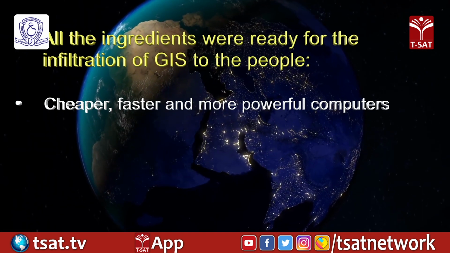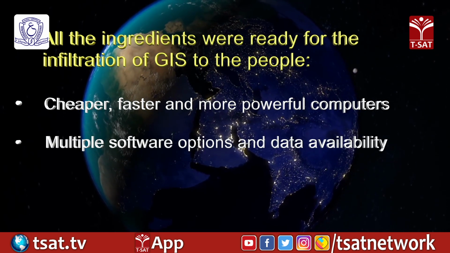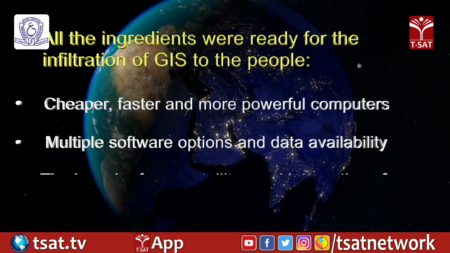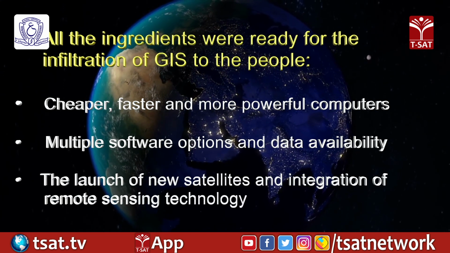1990 to 2010: User proliferation. Users are starting to adopt GIS technology in different ways. Classrooms, businesses and governments around the world are starting to harness digital mapping and analysis. All the ingredients were ready for the infiltration of GIS to the people: cheaper, faster and more powerful computers, multiple software options and data availability, the launch of new satellites and integration of remote sensing technologies.